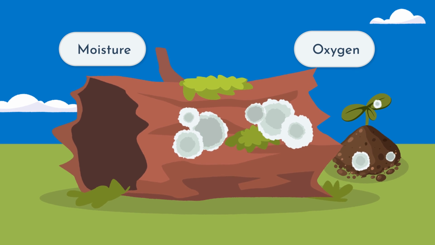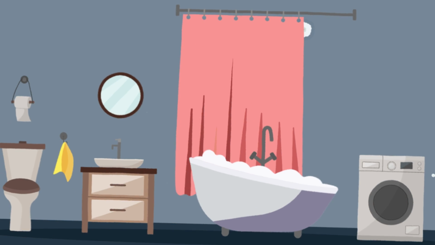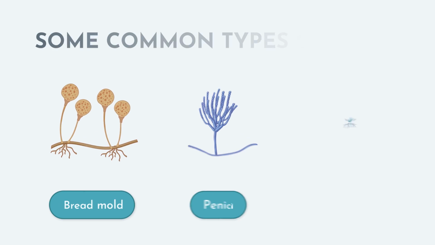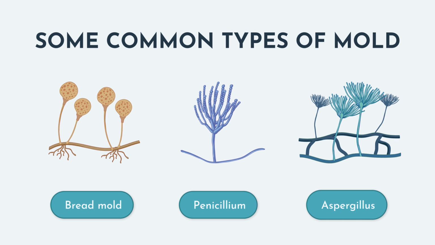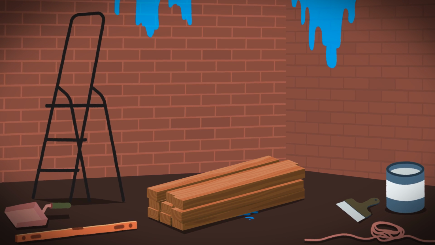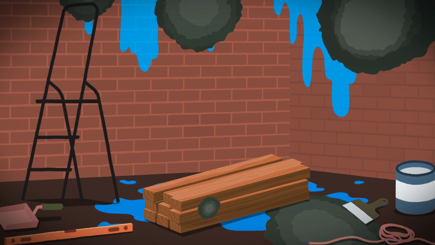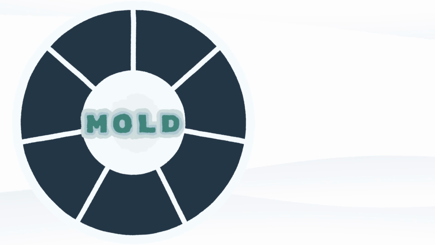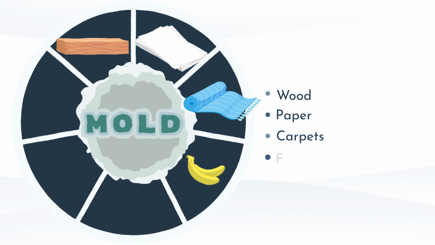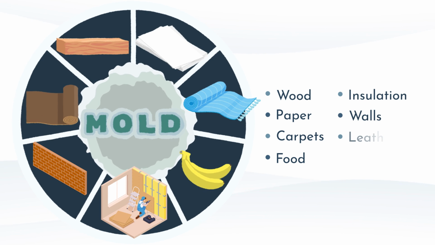In the great outdoors, mold plays a critical role in breaking down dead organic matter. However, when it's indoors, mold growth can create some very serious concerns. There are many types of mold, and all of them need water or moisture to grow. When excessive moisture accumulates in buildings or on building materials, mold growth often occurs, particularly if the moisture remains undiscovered or unaddressed. Mold growth can occur on a variety of materials: wood, paper, carpets. It actually can grow on food, as we know. It can grow on insulation in the walls of a building. It can even grow on leather.